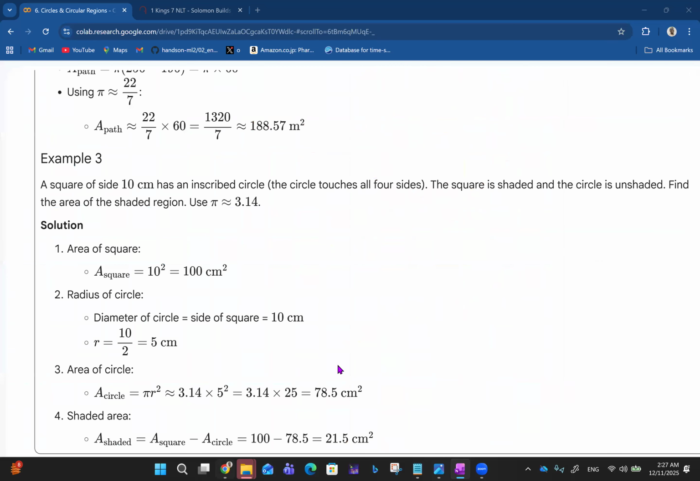I've used another approach entirely, which is fine, but the basic idea is just that we are subtracting the area of the circle from the area of the square. Area of square is 100 centimeters squared. Diameter of circle is side of square, 10 centimeters. Radius is 10 over 2, 5 centimeters. In my case, I just used the radius directly. Area of circle is pi r squared, that's 3.14 times 5 squared, which is 78.5 centimeters squared. Shaded area is area of square minus area of circle. That's 100 minus 78.5, which is 21.5 centimeters squared.